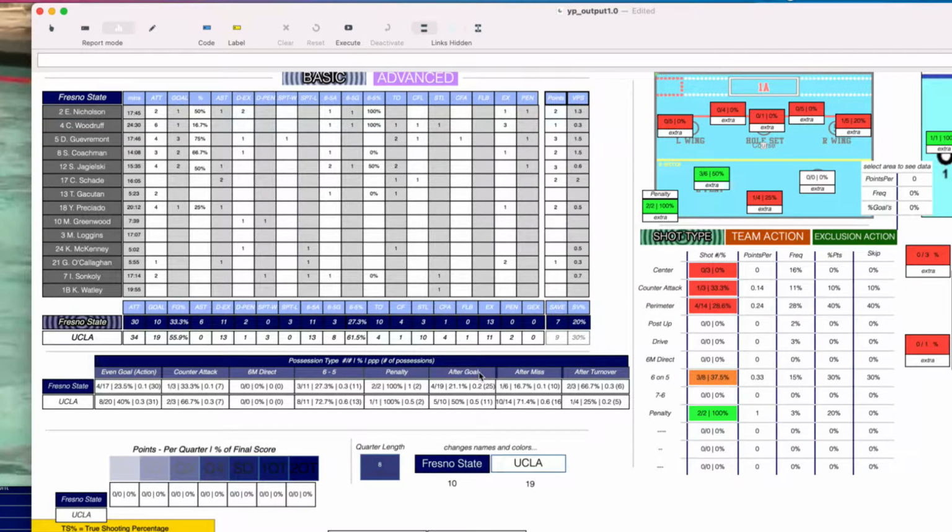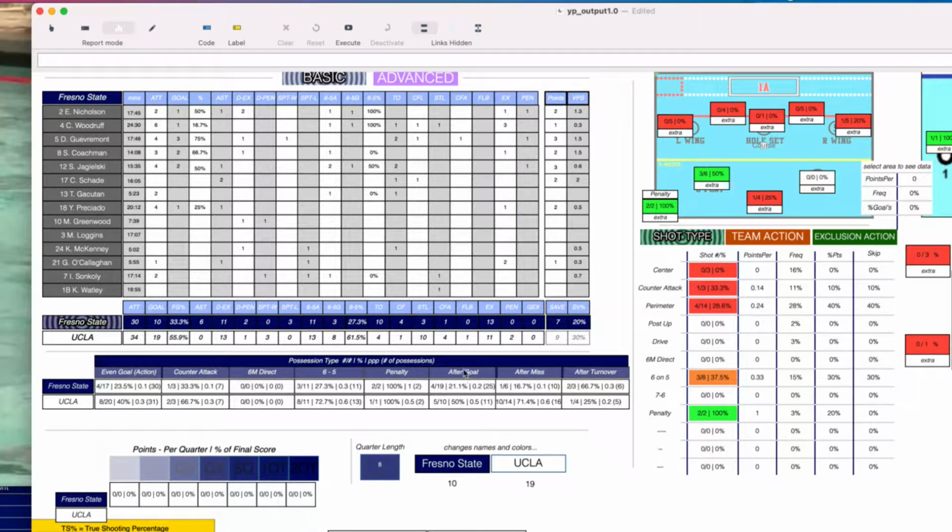Okay, now these are kind of the ones that really start to show some details. If you see, after a goal, every time Fresno State scored, UCLA scored 50%. Also, after they missed, they scored quite a bit. They had 10 goals on 16 attempts, or 16 chances after a miss.